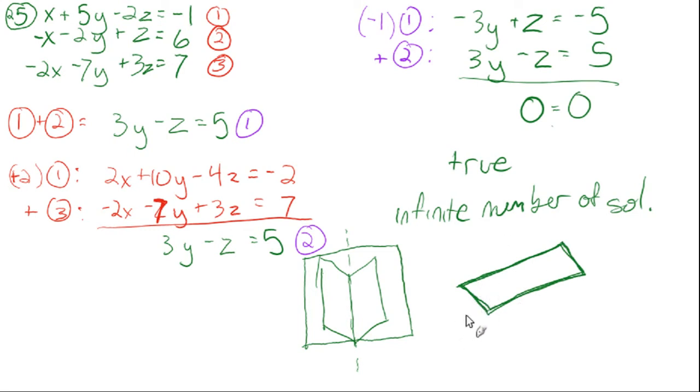Whatever the case, that's what we have, an infinite number of solutions. You don't have to know what the graph looks like. That's not our concern, just finding the number of solutions. Okay, so that's number 25.